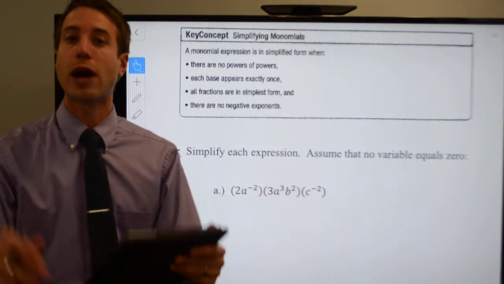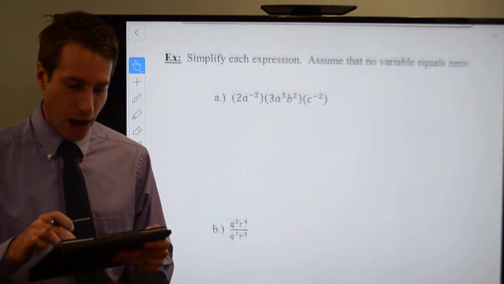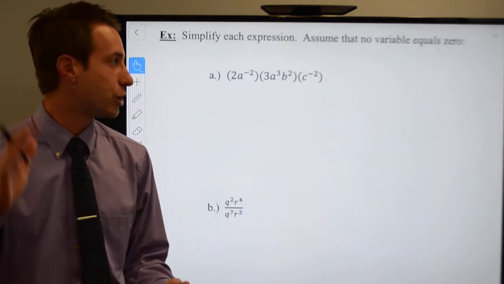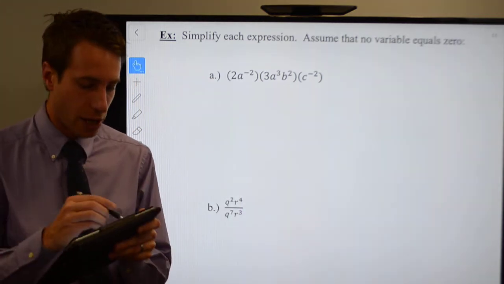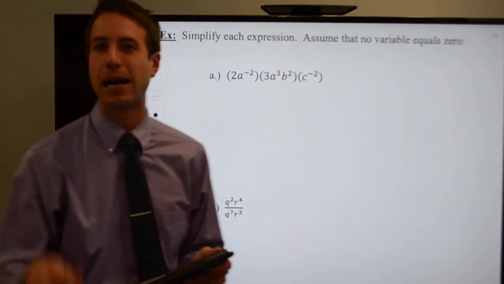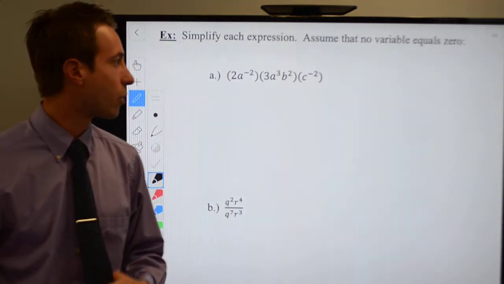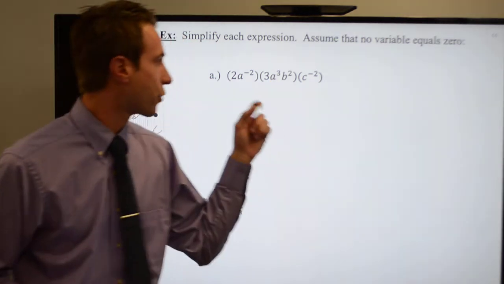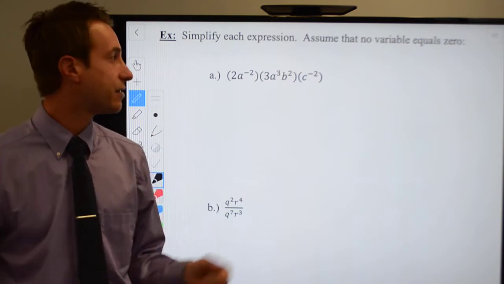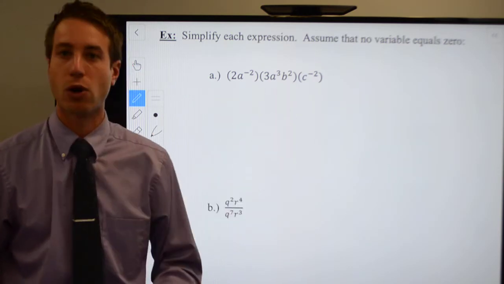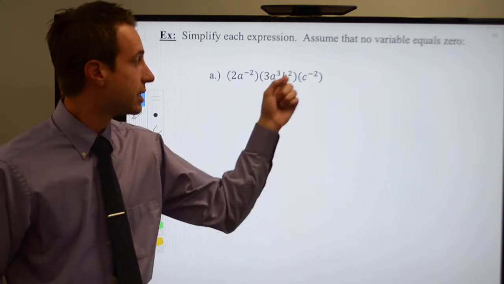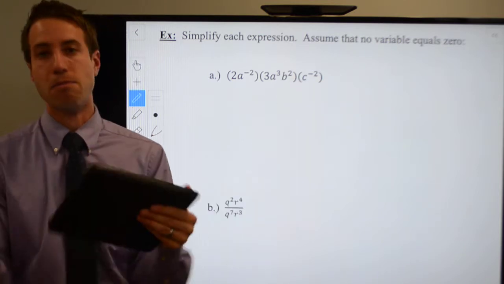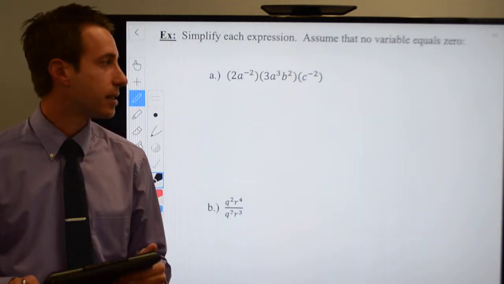So let's go ahead and try a couple of these here real quick. Again, once you get the hang of these, which you guys should pick up real quick, go ahead, try them on your own, and then come on back, check to make sure that you get what I get. The first one I've got for you here is 2a to the negative second, that quantity, multiplied by the quantity 3a to the third, times b to the second, multiplied by the quantity c to the negative second.